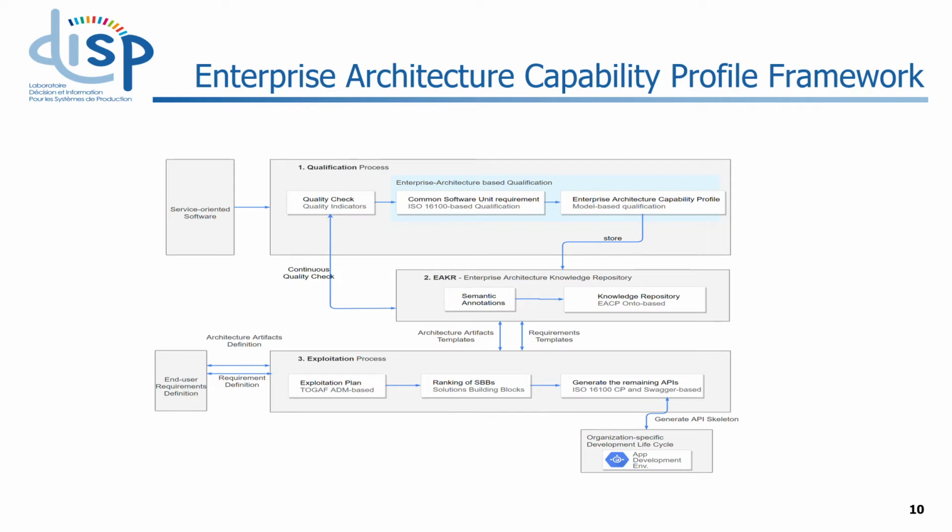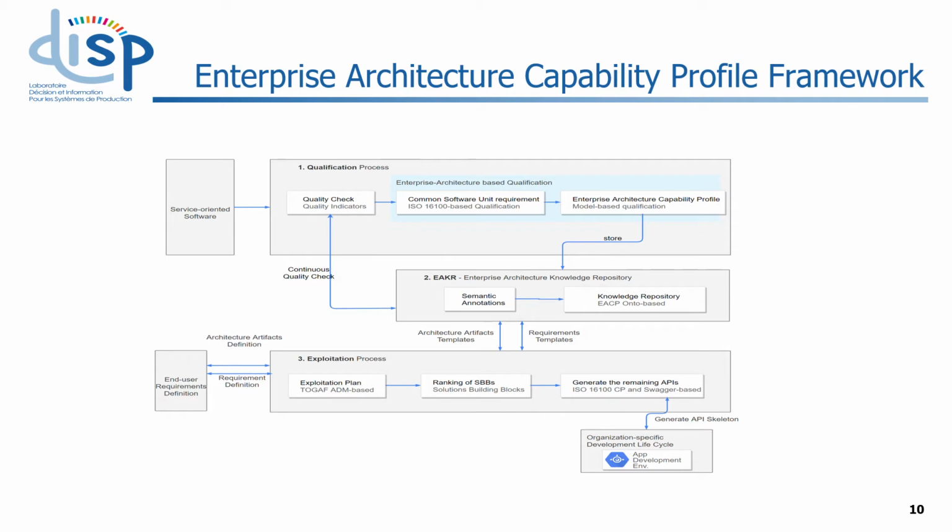In order to attain the different objectives, we have proposed this architecture framework, which is composed of three processes. The first one for qualifying existing solutions. The second one, which is the enterprise architecture knowledge repository, to organize all those produced artifacts in order to facilitate their use in the exploitation process, which is the third process in this framework.